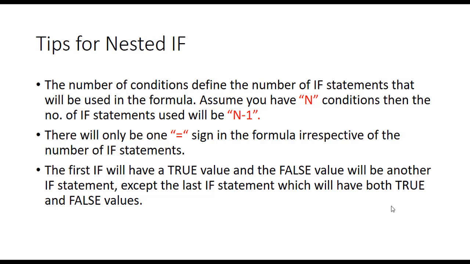There will be only one equal to sign in the formula irrespective of the number of if statements. I may have one if statement, I may have two, I may have n number of if statements, a maximum of 7, or any other formula where I use two different functions together. Even then I will have only a single equal to sign. Keep this in mind because this is one of the fundamental concepts of working with formulas in Excel.